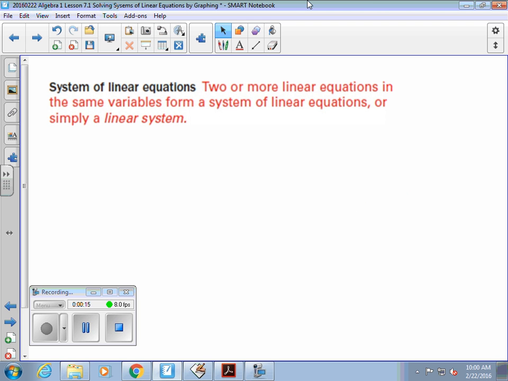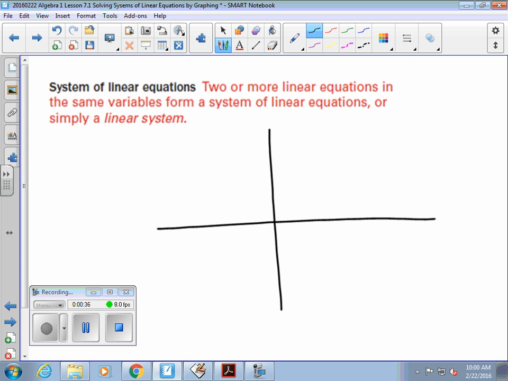Two definitions to begin. First one is, what is a system of linear equations? Two or more, because it can be more than two, linear equations in the same variables form a system of linear equations, or simply a linear system. So when you're looking again on one plane in the same variables, that's what that means: variable x, your x-axis, and variable y, your y-axis.